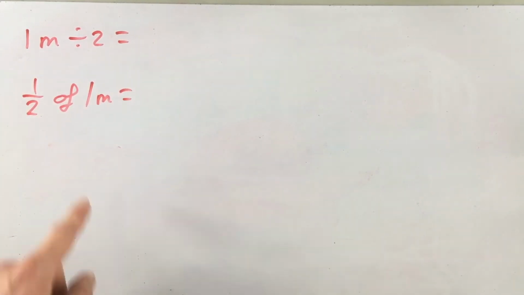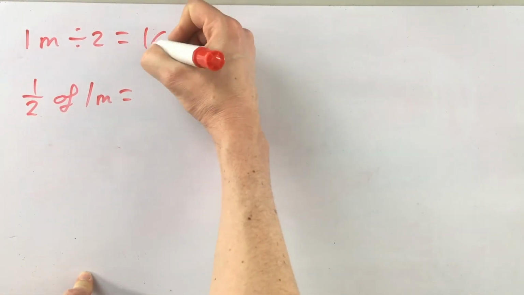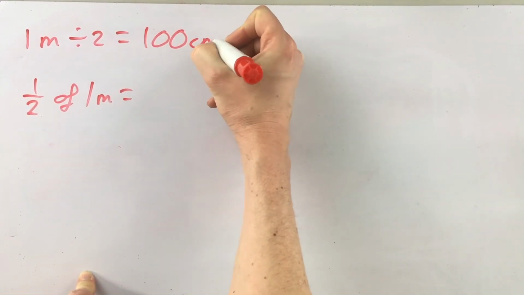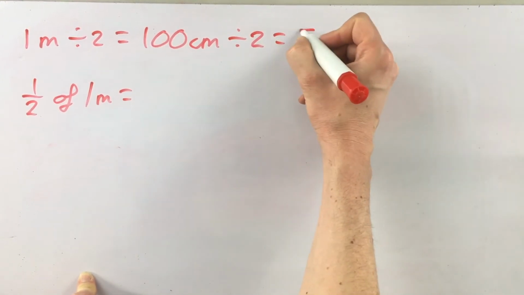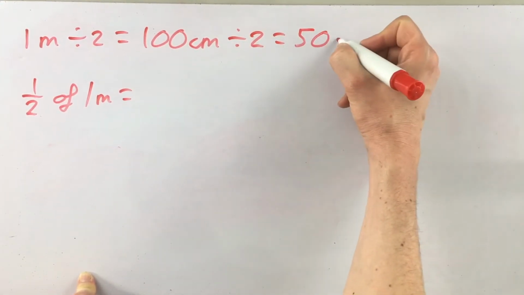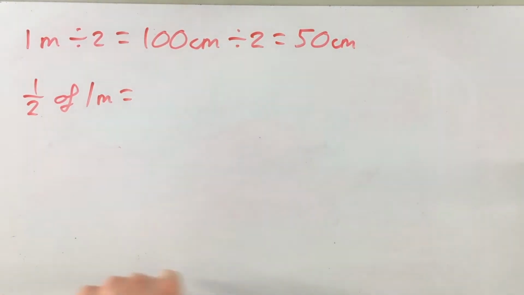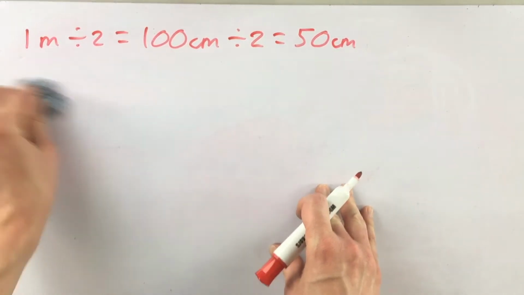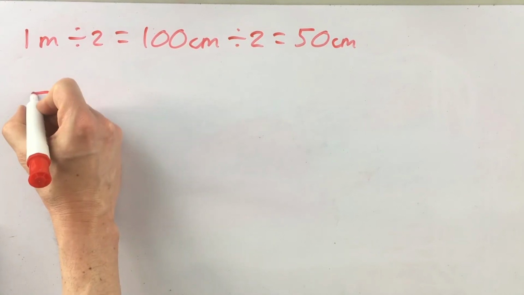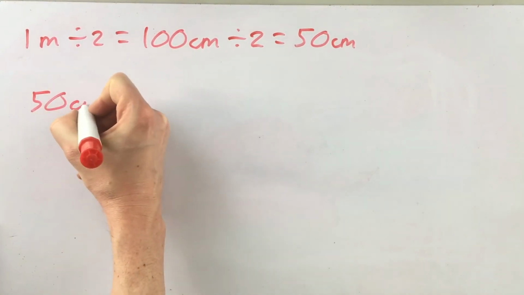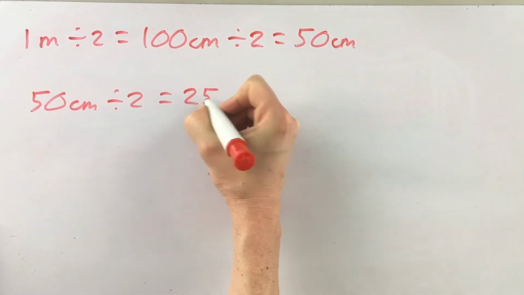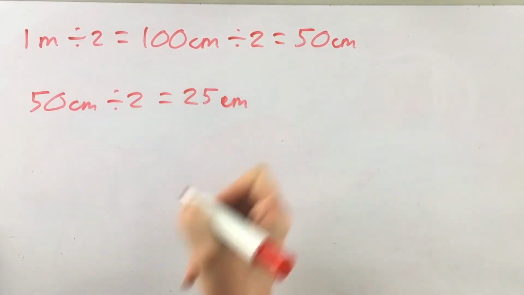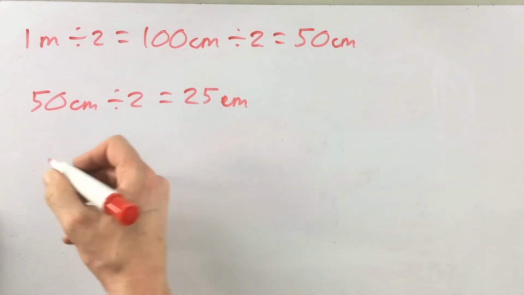Probably the easiest way to do this would be to convert 1 metre into 100 centimetres. And then you could just divide whole numbers. You would then halve 50. You could then halve 25.